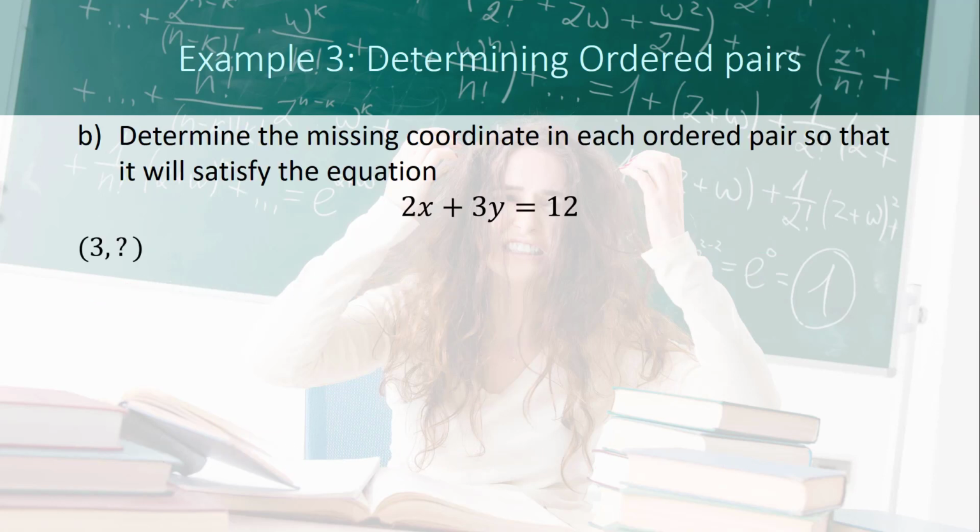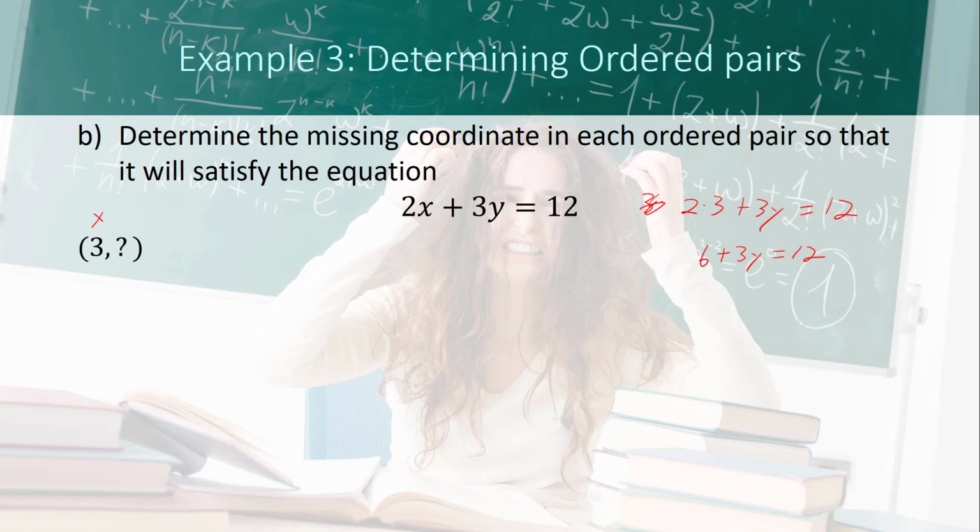All right, the next, same problem. We're given x. We want to find that value of y that makes this equation true. So we do the exact same thing. We substitute 3 in for x. That will give us 2 times 3 plus 3y is equal to 12. Well, 2 times 3 is 6. That gives us 6 plus 3y is equal to 12.